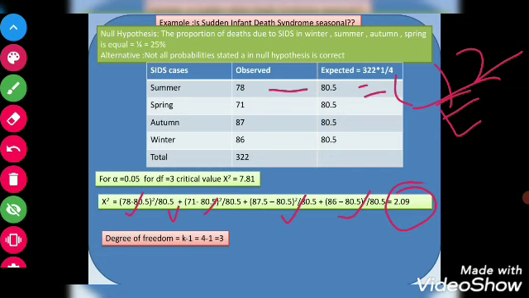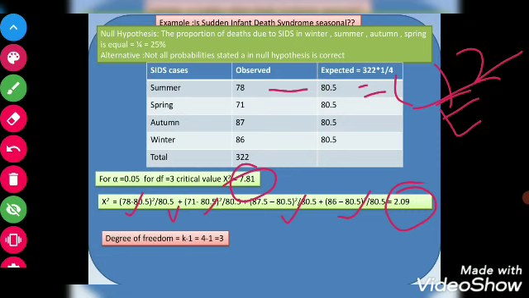So here the question is, what will be the degree of freedom? So degree of freedom will be 3. Why will it be 3? Because there are 4 classes: summer, spring, autumn and winter. So degree of freedom will be k minus 1. So it will be 3. So at 3 degrees of freedom, at 5% level of significance, the value of chi-square is 7.81.